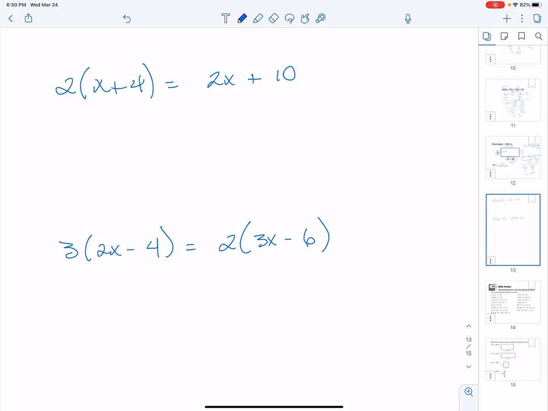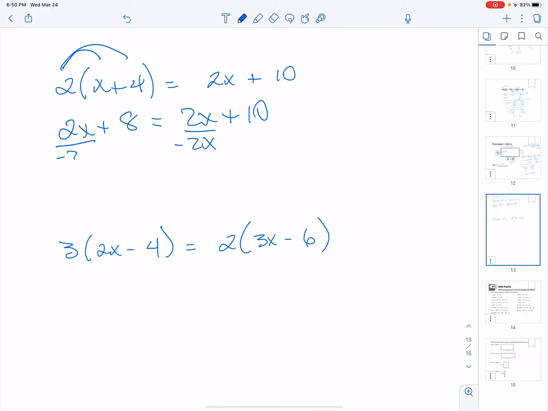In this one, you see that there's a distributive here at the beginning. So I'm going to pass this 2 out to both of those. So I'll end up with 2x plus 8 is equal to 2x plus 10. What I'm hoping that you remember is what happens when I have the same exact variable on both sides, 2x and 2x. If I were to subtract 2x from this side and from this side, what would I have left? My 2x's cancel out, and I'm left with 8 is equal to 10.